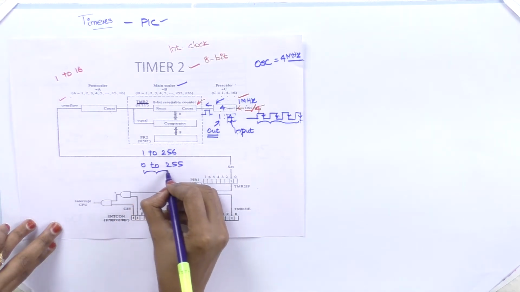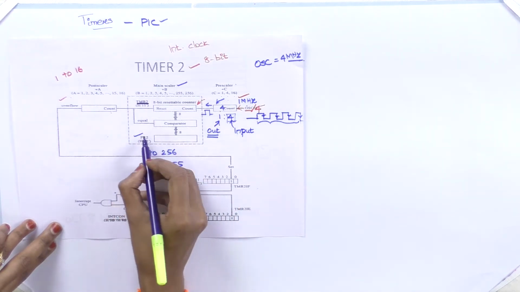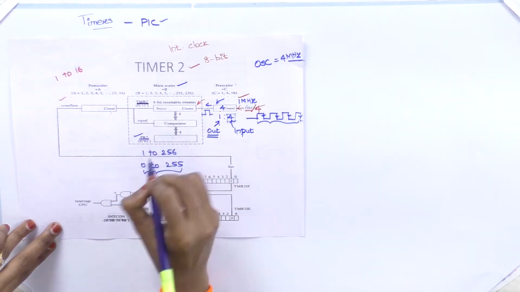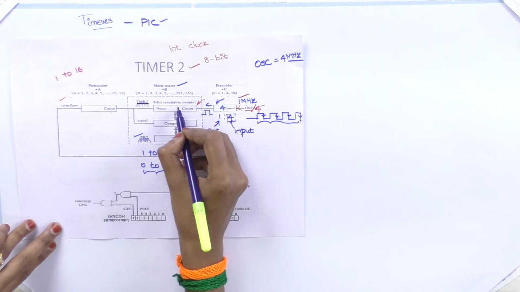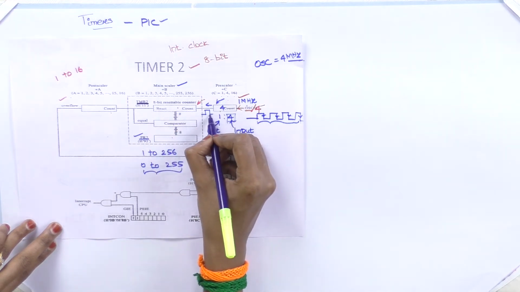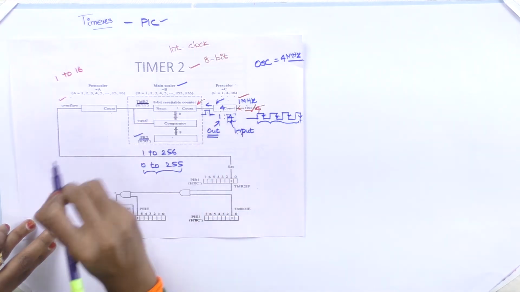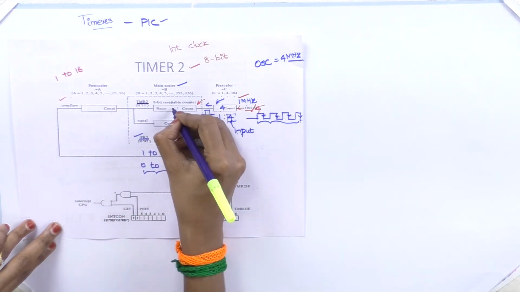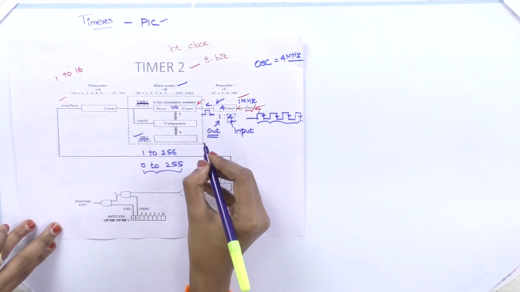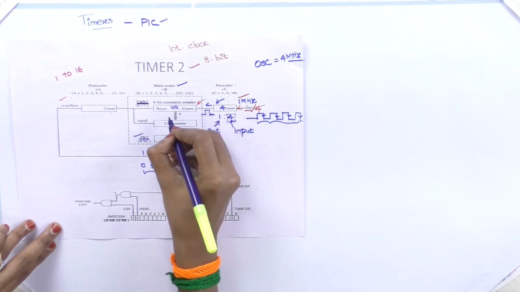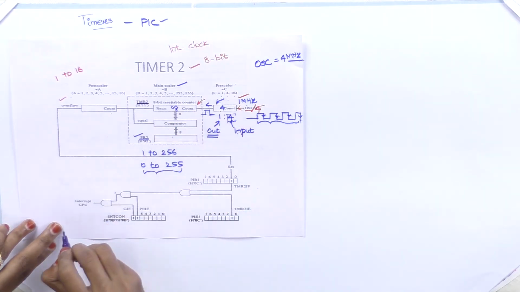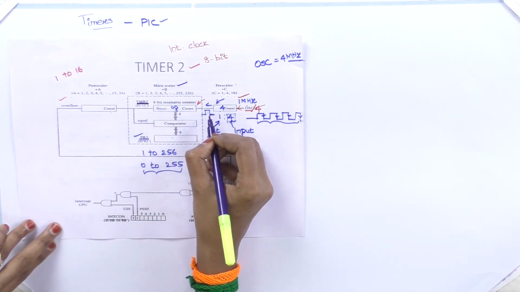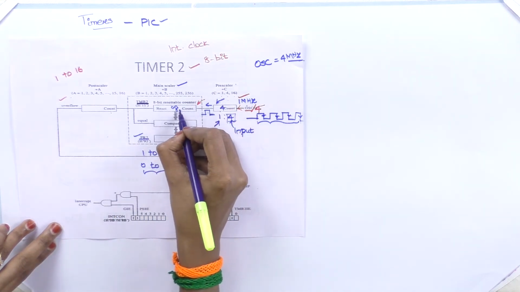So this value I have to store in the PR2 register. Here it is. So this I have to mention in the PR2 register. What will happen here is, for every single pulse received by this Timer 2, this counter register will be incremented. Initially this value will be 0. When it receives a single pulse here, this will be incremented to 1. Then the next single pulse from the output of this prescaler, it will increment to 2.